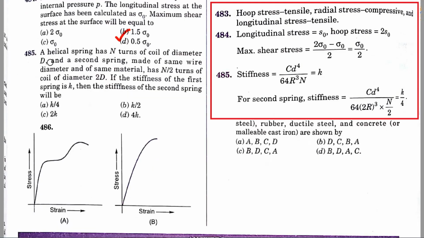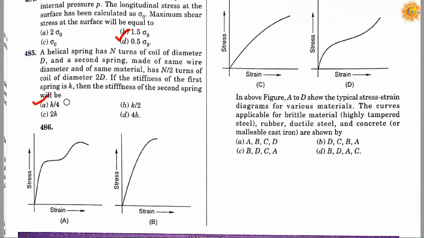Question number 485. A helical spring has n turns of coil of diameter capital D and a second spring made of same wire diameter and of same material has n/2 turns of coil of diameter 2D. If the stiffness of the first spring is K, then the stiffness of the second spring will be: option A K/4, option B K/2, option C 2K, option D 4K. So correct answer is A. It will be K/4.